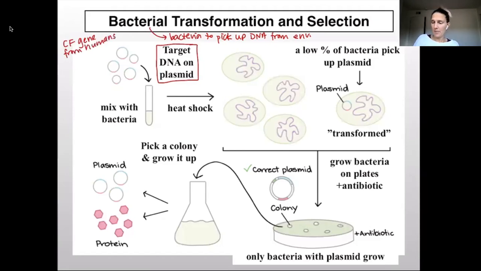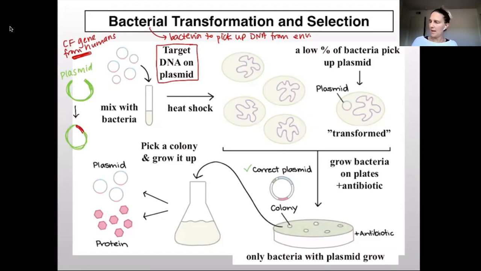We cut it out, right? At the same time, we cut a plasmid with the same enzyme, right? Cut the plasmid with the same enzyme. And we have put them together to make our recombinant DNA, right? So our recombinant DNA is going to have plasmid DNA and our target gene.